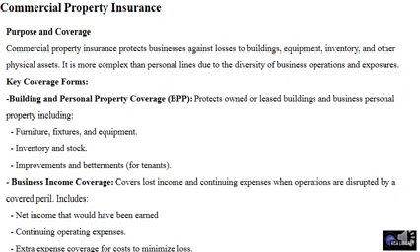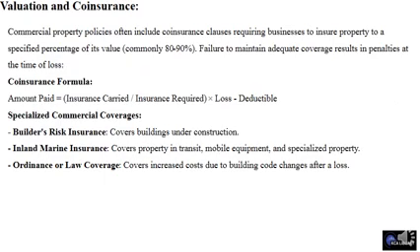Business income coverage covers lost income and continuing expenses when operations are disrupted by a covered peril. It includes net income that would have been earned, continuing operating expenses, and extra expense coverage for costs to minimize loss. We also have commercial property and co-insurance.